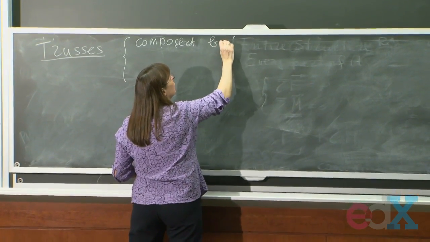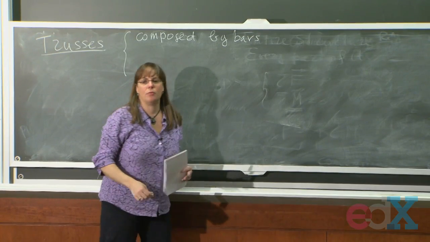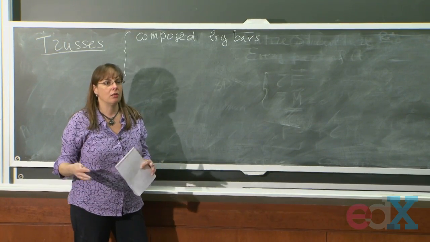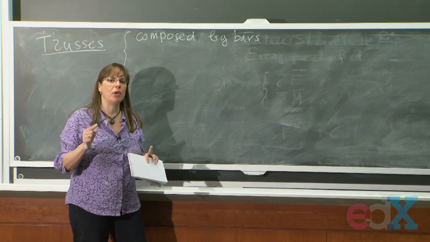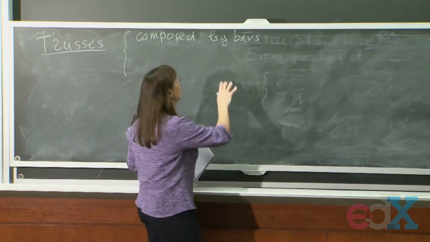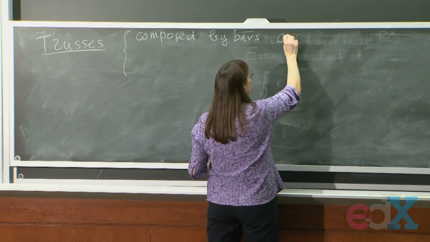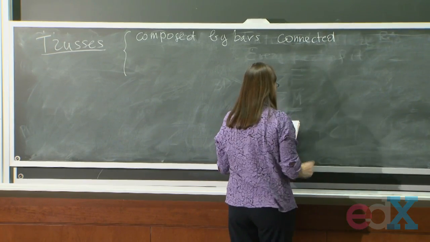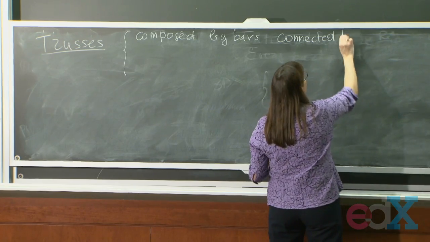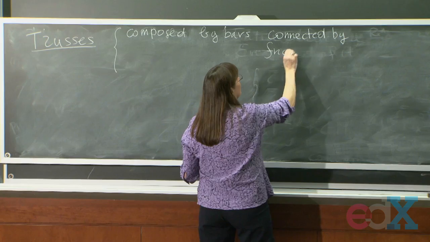by bars. Sometimes you can call them rods, can be cables, can be wires, or the bar itself can be called a truss. So let's call them bars. They're composed by bars, and these bars are connected by frictionless pins.